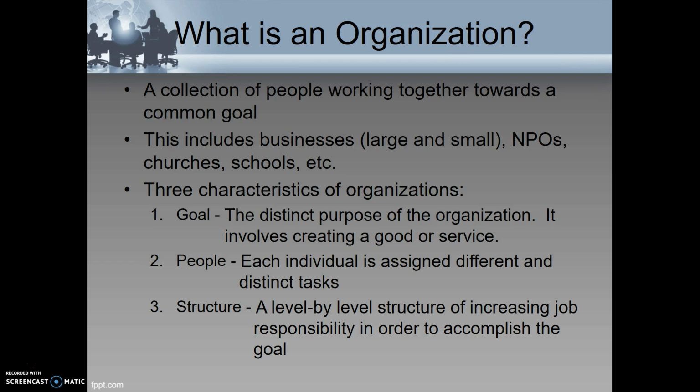Each organization also has people employed by it. These are individuals that are assigned specific and distinct tasks from each other to make sure that that job overall is done. And finally, organizations all have some sort of organizational structure. This is a level-by-level structuring or increasing of job responsibility in order to accomplish the goal. So it's basically the graph of who reports to who. You've got the upper management, the middle management, lower management, and frontline employees.